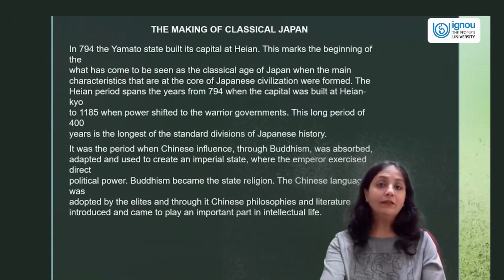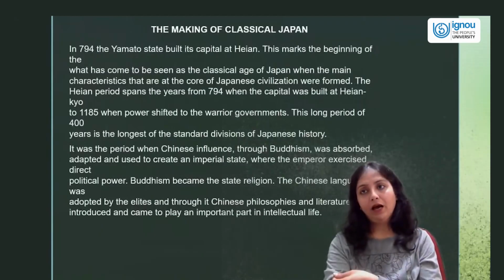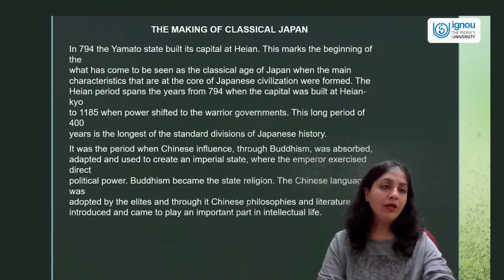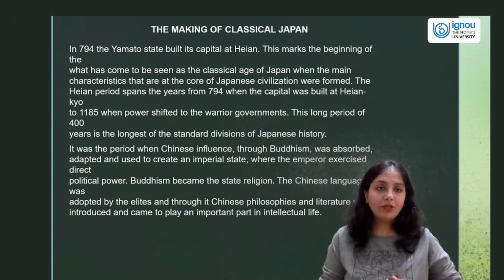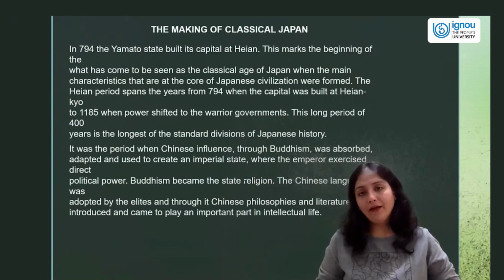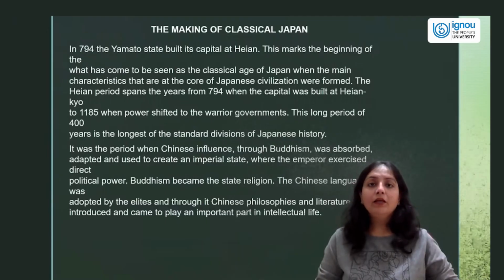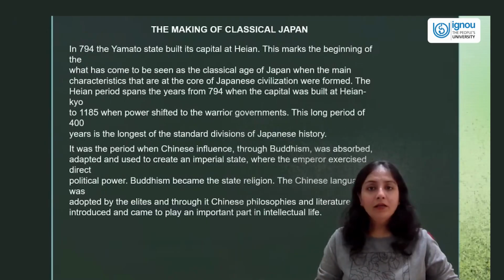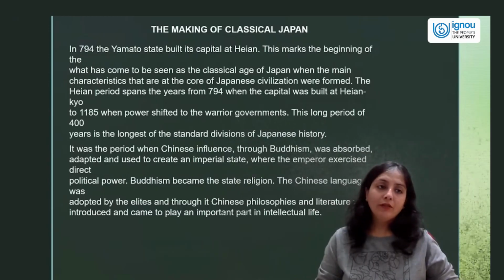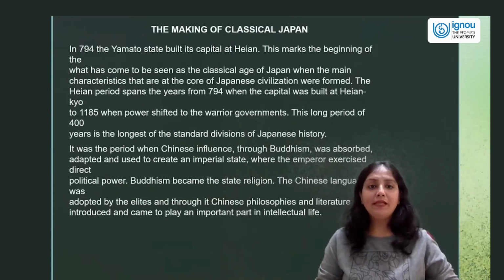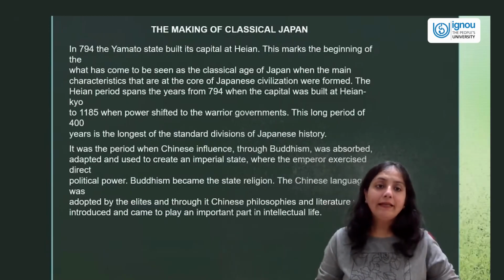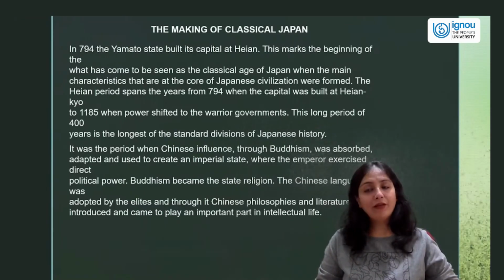Next is the making of classical Japan, how Japan considered its culture and so on. In 794, the Yamato state built its capital at Heian, because the dynasty and the emperorship was running in the Heian time period. This marks the beginning of what has come to be seen as the classical age of Japan, when the main characteristics at the core of Japanese civilization were formed.